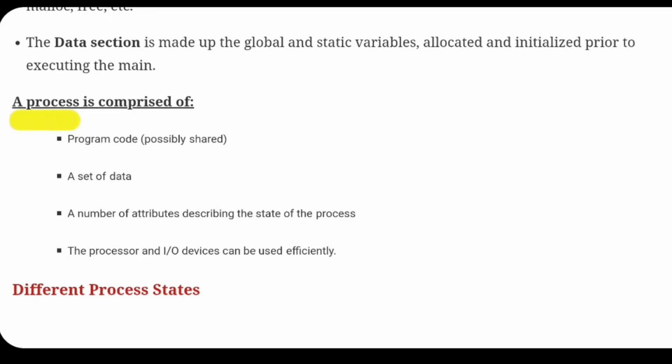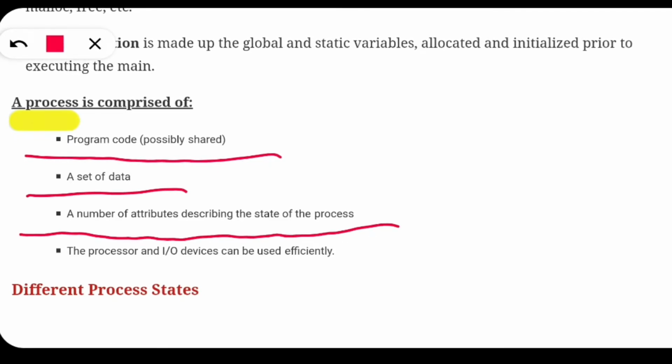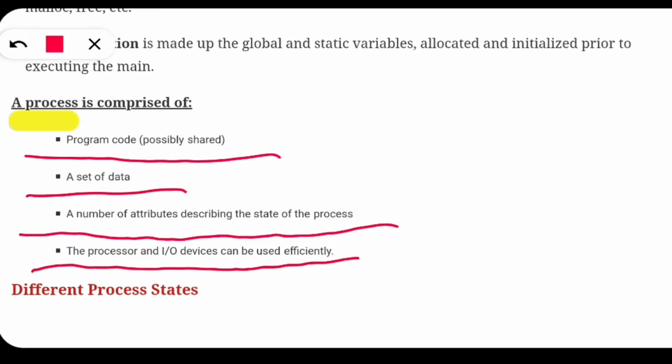A process is comprised of the following things: a program code, a set of data, and a number of attributes describing the process. The processor and input-output devices can be used efficiently.